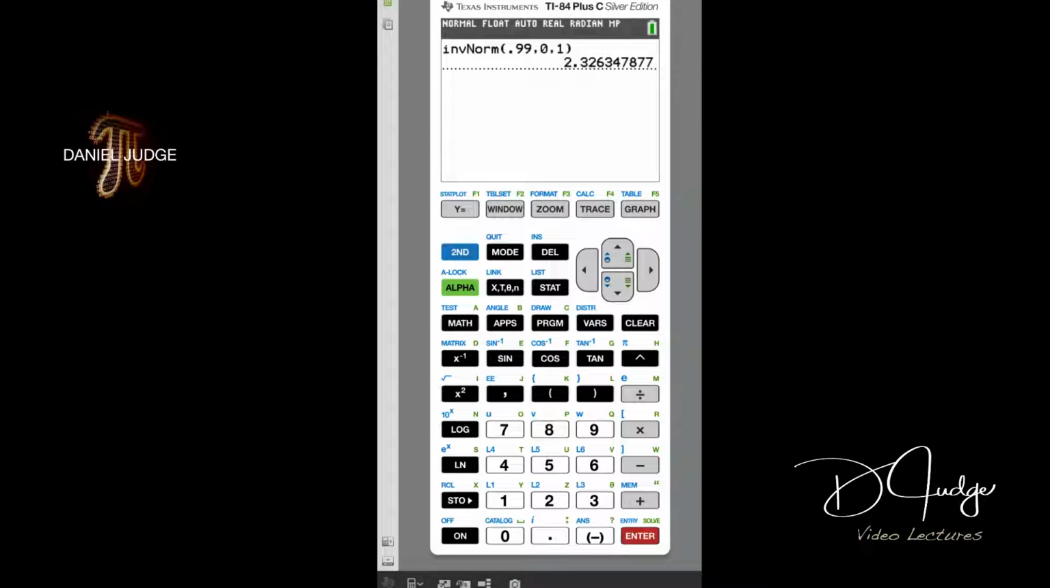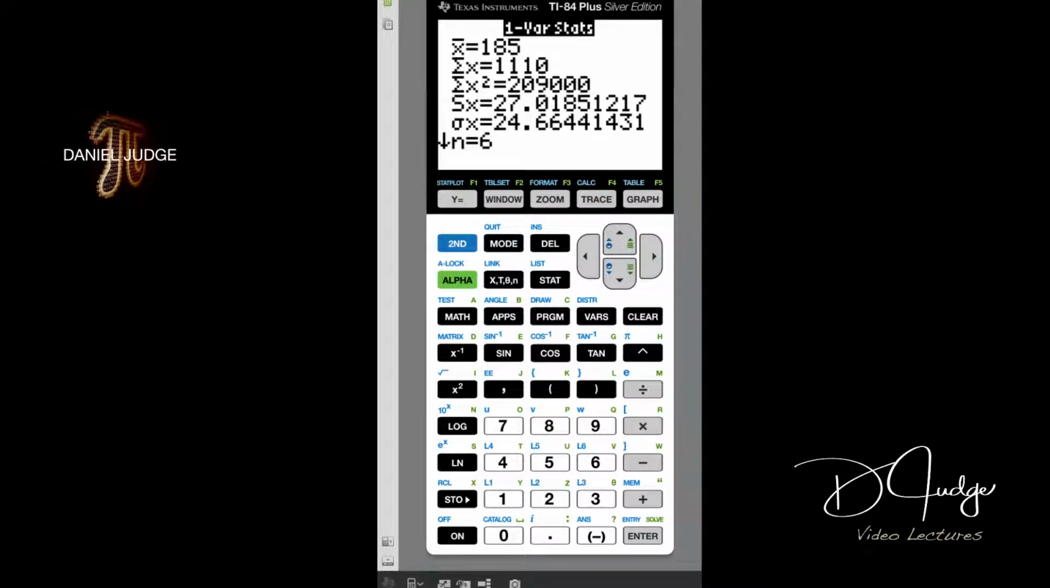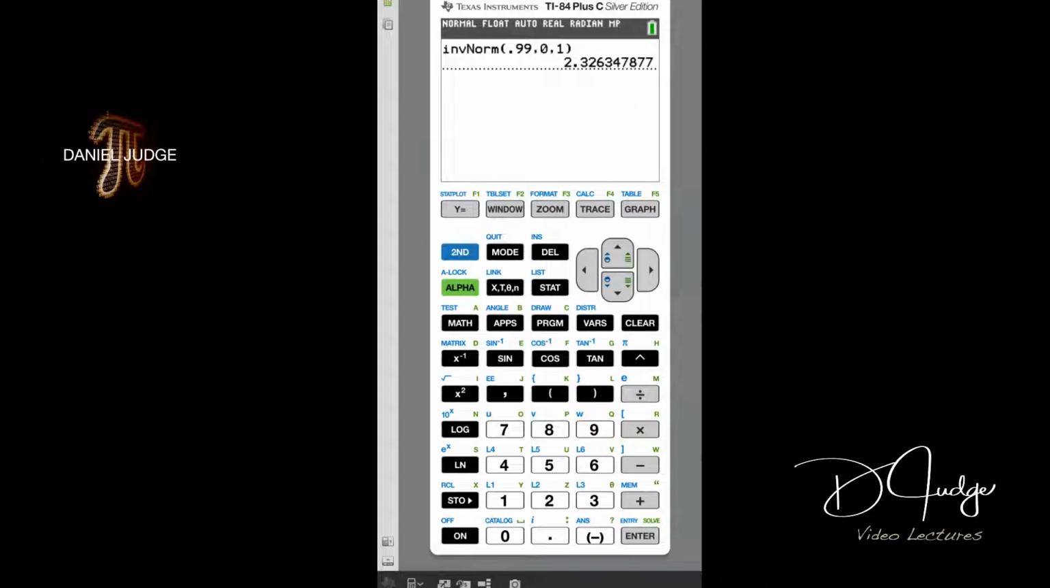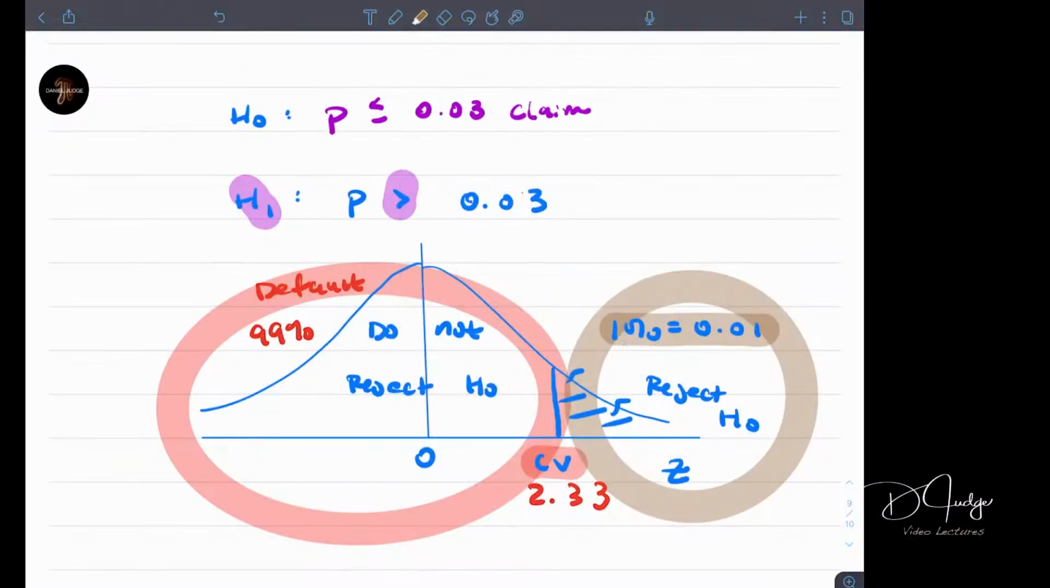It looks like for me, I've got to figure out how to get rid of that stuff on this older screen version of the TI plus. Anyway, I spoke to you guys about how to find critical values using both versions of the TI.